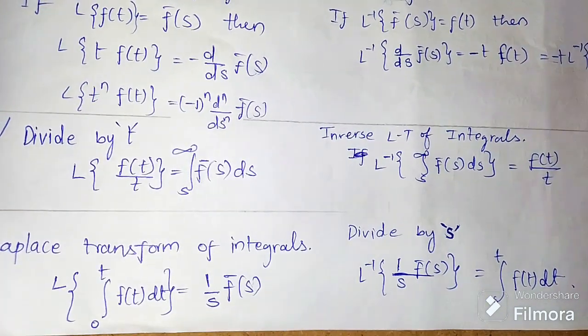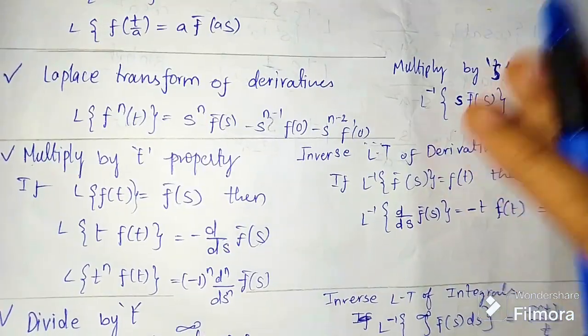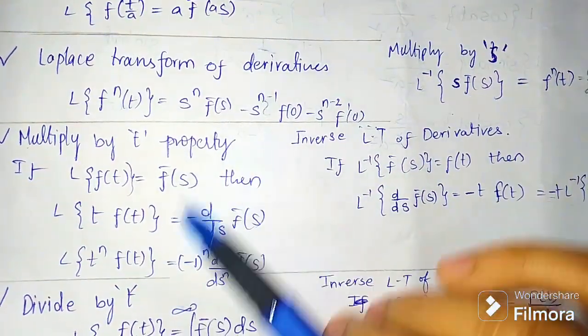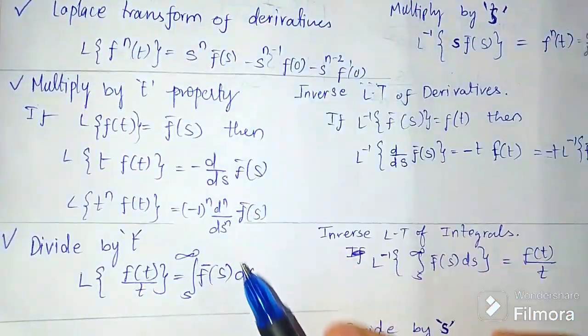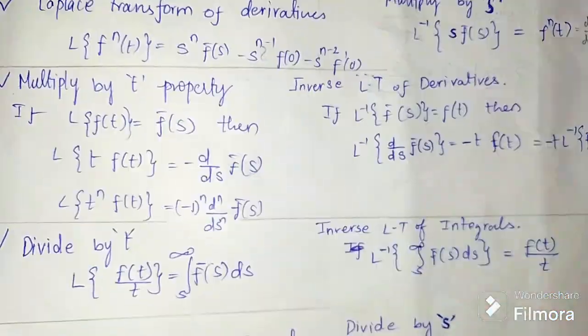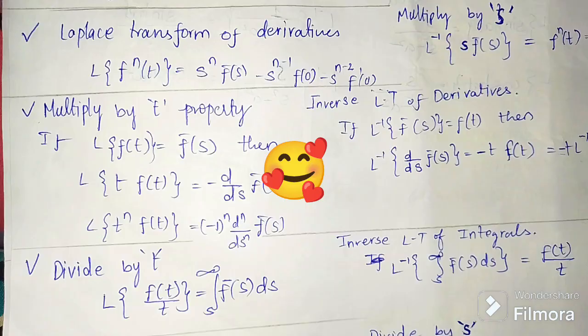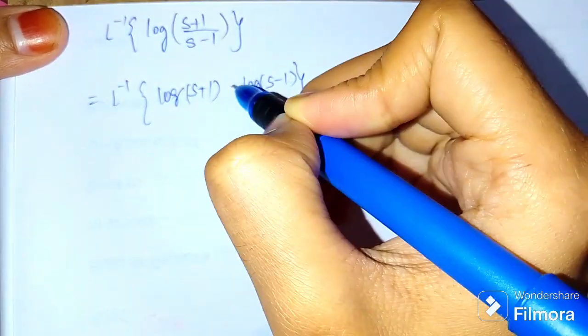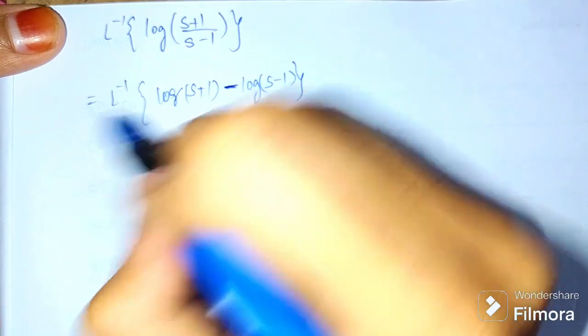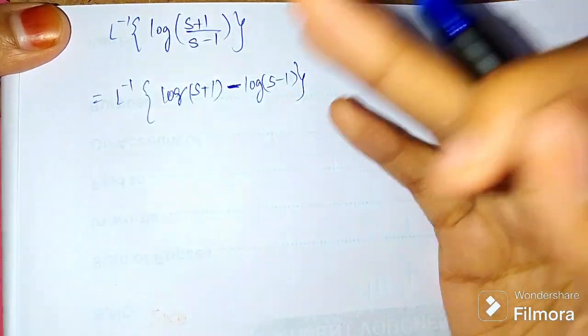So now I think you're very clear how we got these properties, and even if you forget, you can easily find them from your right hand side things. You can easily do it. Okay, very happy I told you all this. Minus log s minus 1, we can apply linear property, but what I'm trying to say is we don't have any formula for Laplace inverse of log of something.